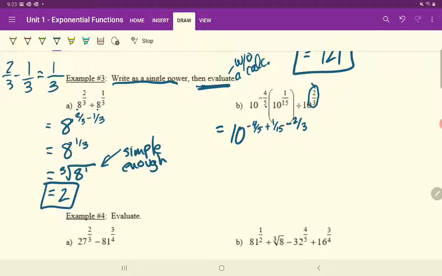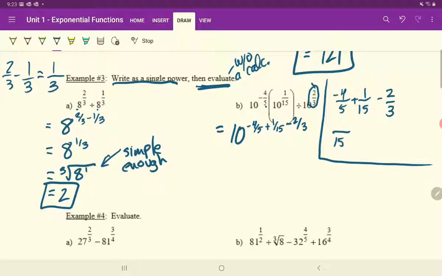Okay, so I can do that all in one line. If you want to break it up as 2 separate steps, you certainly can. So what I suggest you do is you go off to the side and you work out what this fraction would be. So negative 4 over, so this is just my work off to the side. Negative 4 over 5 plus 1 over 15 minus 2/3. What's my common denominator? 15. So I need all of these fractions to have a 15 below.